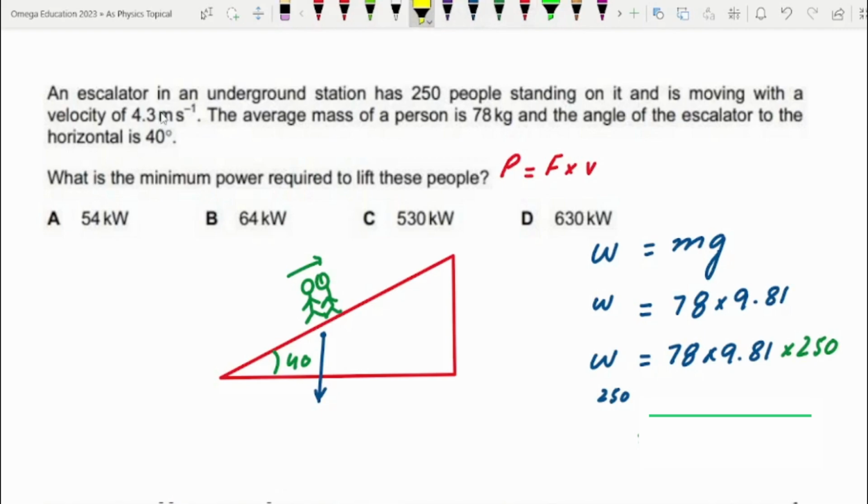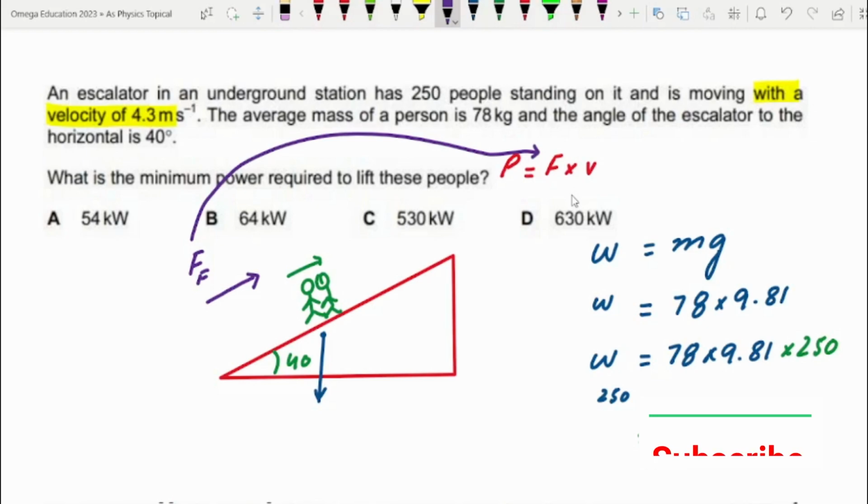And then you realize this thing as well, that the escalator is moving with a constant velocity, and you need to apply a certain force to keep it moving with a constant velocity. Once we have the value of that forward force, we can insert that force in the formula of power, multiply it by the speed, and then we can find the value of the power. But what is that force that we need to apply in order to make those people move up the escalator?